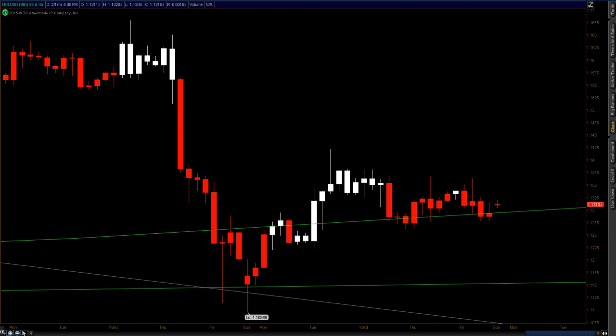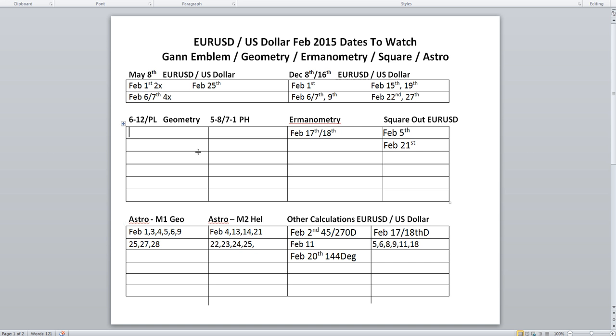Lastly, I want to show you, before I do that, these are the dates that I'm calculating. There's some things that worked, some things didn't work. I still have my ergonometry. I find that this helps out a lot. Dates I have is 17, 18. Square outs helped out a lot. 5th to 21st. And these are the Gann emblems.